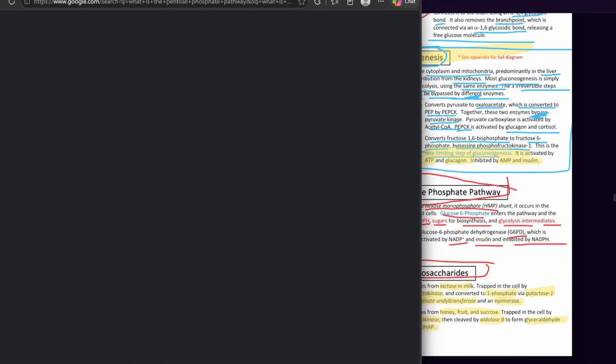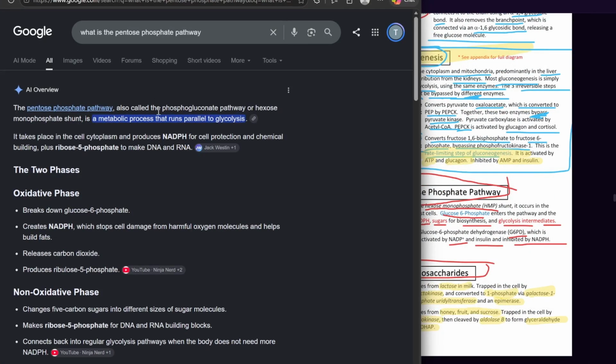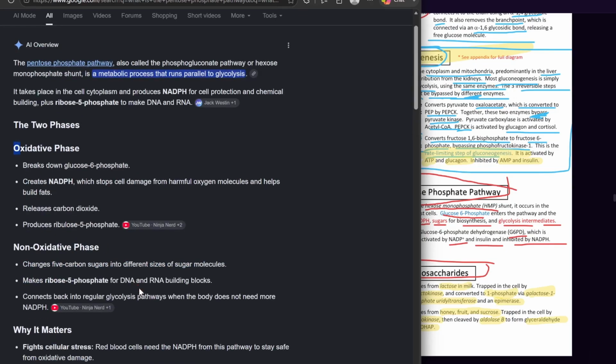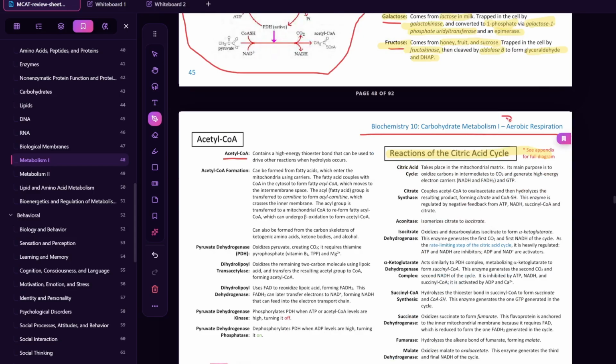So it's something that runs in parallel to glycolysis, right? And as I said, it matters because it's able to fight cellular stress and also support growth. These are the two main phases that were broken down here, so you can understand more about the pentose phosphate pathway. So now we're getting into the second part of carbohydrate metabolism.